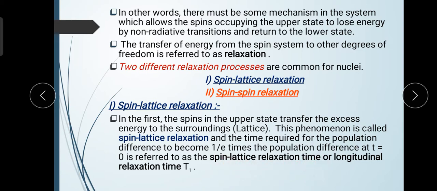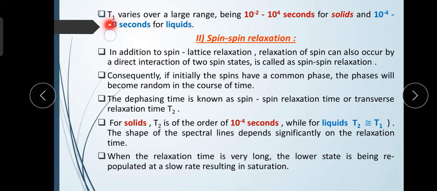So this is the spin lattice relaxation, but the value of the spin lattice relaxation time is different for different materials. T1 varies over a large range, being 10 to the power minus 2 to 10 to the power 4 seconds for solids and 10 to the power minus 4 to 10 seconds for liquids. That means the spin lattice relaxation time is different for solids and liquids. For liquids, T1 is 10 to the power minus 4 to 10 seconds, and for solids it lies between 10 to the power minus 2 and 10 to the power 4 seconds. So this is the spin lattice relaxation, through which the energy gets transferred to the lattice.